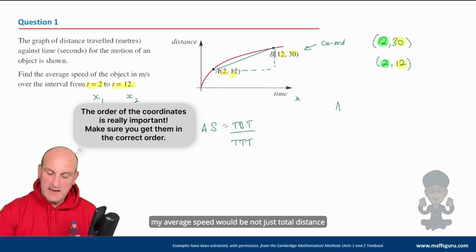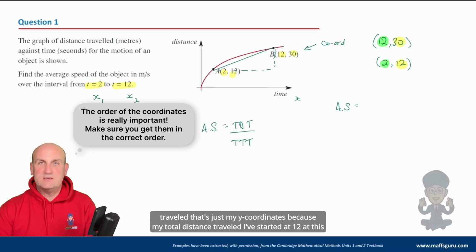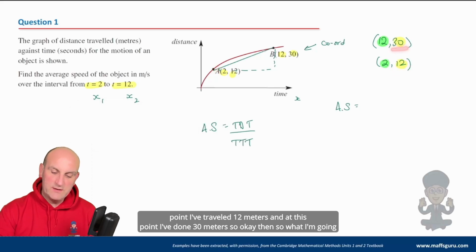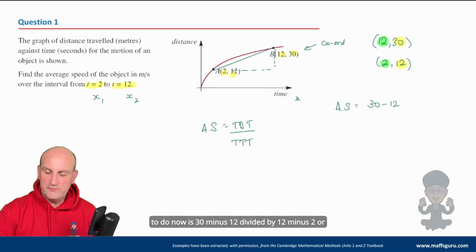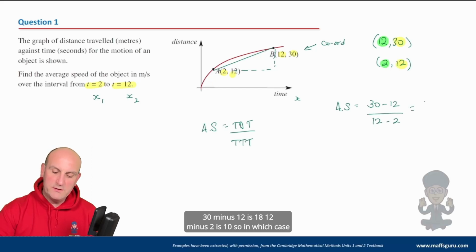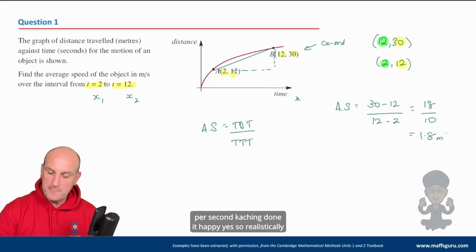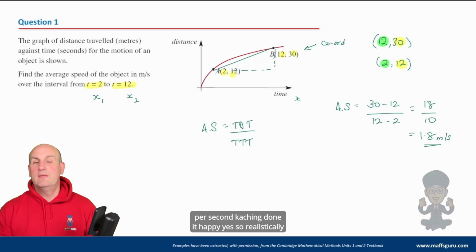So in which case, my average speed would be not just total distance traveled, that's just my y coordinates, because my total distance traveled, I've started at 12, at this point I've traveled 12 meters, and at this point I've done 30 meters. So, okay then, what I'm going to do now is 30 minus 12 divided by 12 minus 2, or 30 minus 12 is 18, 12 minus 2 is 10, so in which case I get 1.8. What would that be? Distance was meters per second. Ka-ching! Done it? Happy? Yes.